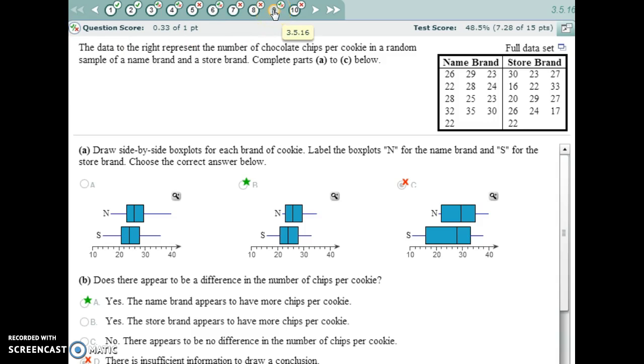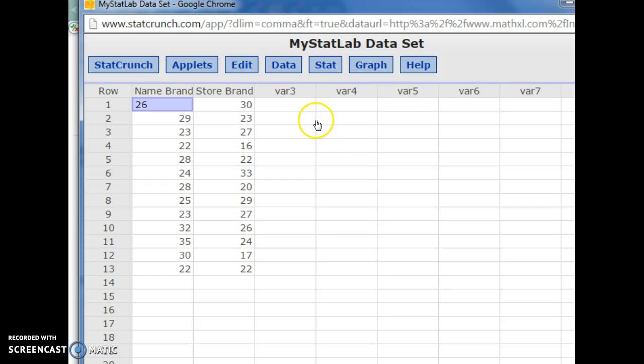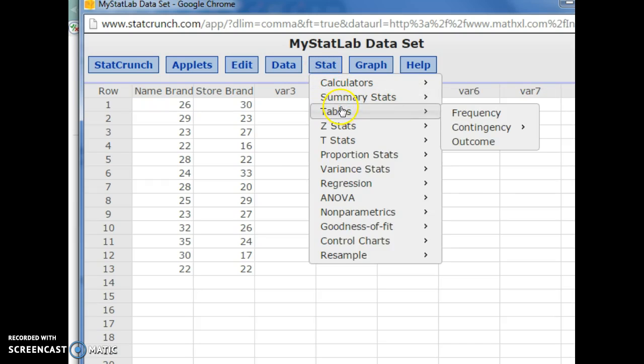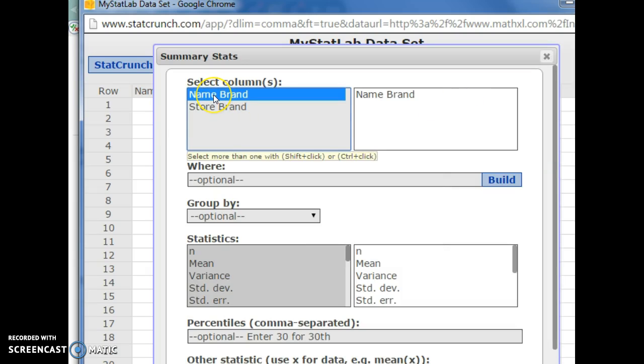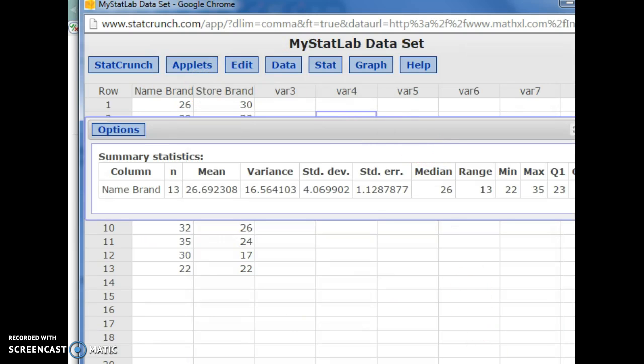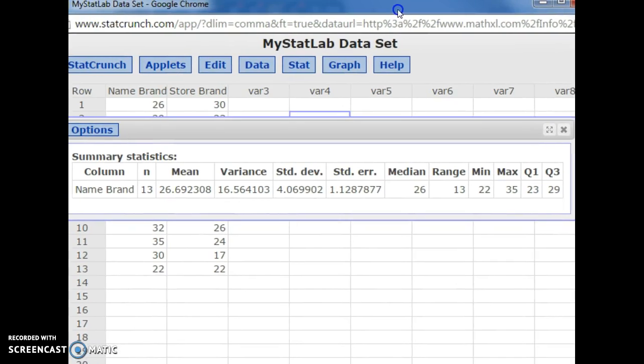For number 9 here, we don't have that 5-number summary, we just have the raw data. Let me pull that into StatCrunch. So open in StatCrunch. So we can do stats here, our summary stats. I'll just do one column at a time. Let's look at the name brand. If you just hit compute, so I'm not changing anything, compute gives you a bunch of data, everything selected.